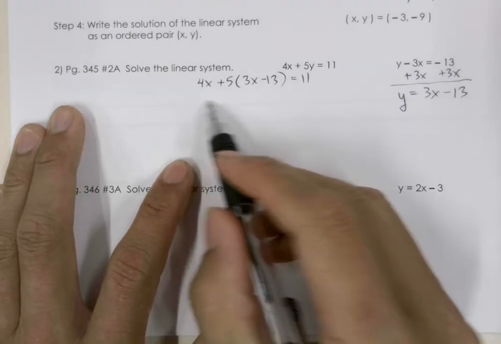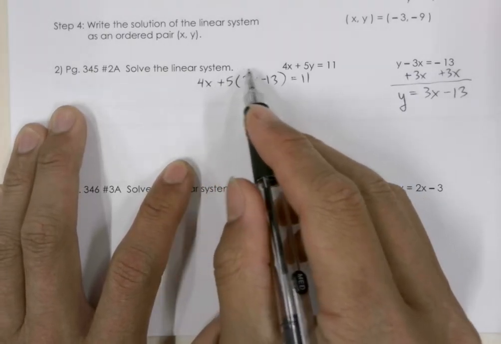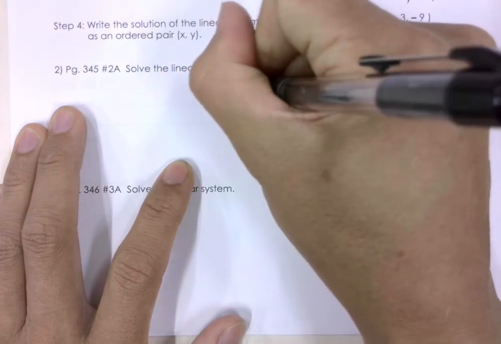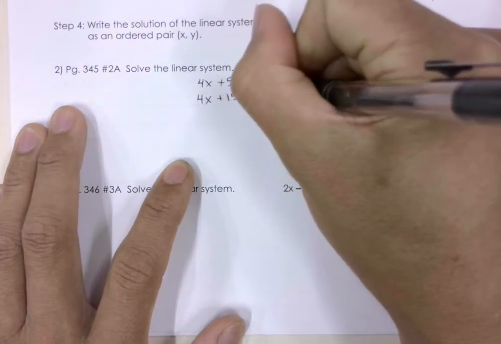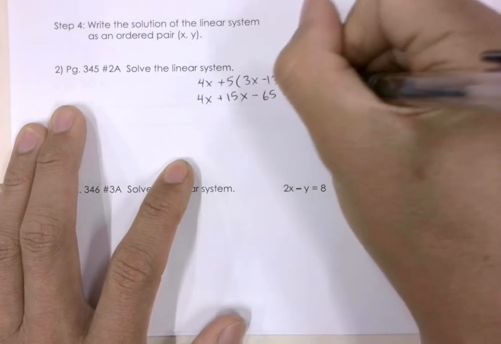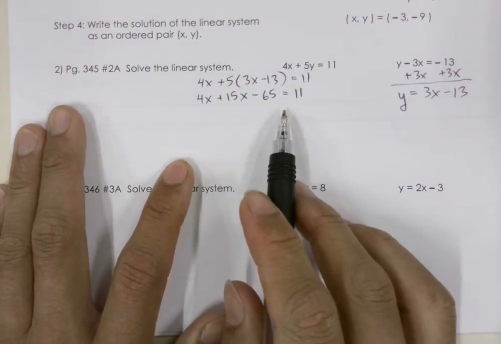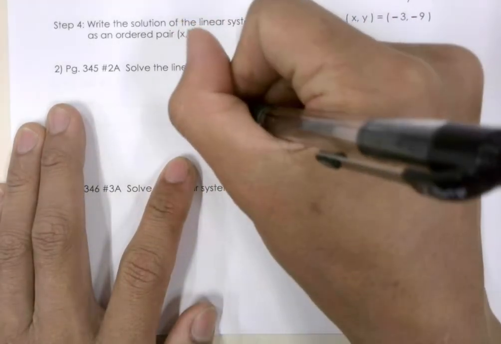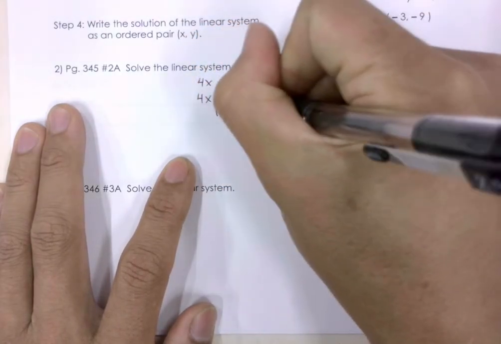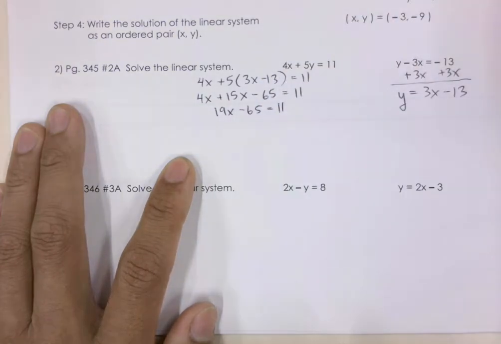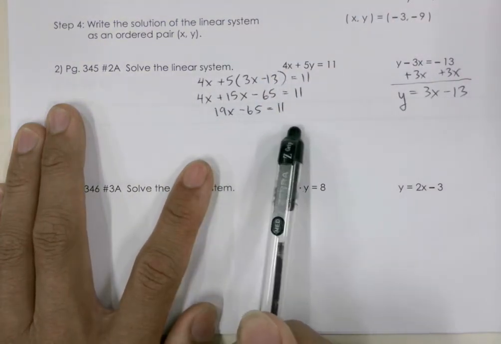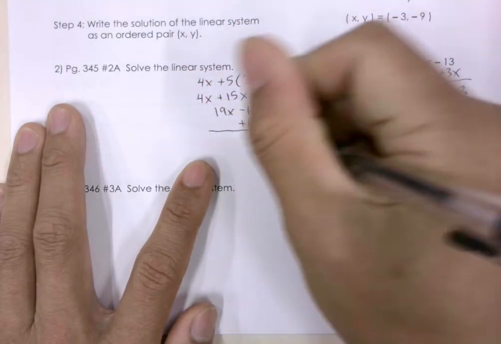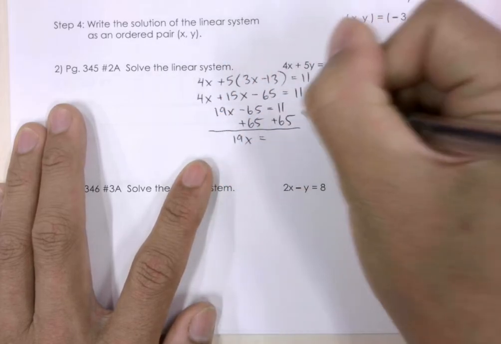Alright, so now what are we going to do? Well, we need to deal with this parentheses, so we're going to distribute out the 5, and we'll get 4x plus 15x minus 65 is equal to 11. Alright, and now we're going to combine our like terms, and we'll get 19x minus 65 is equal to 11. We want to solve for x, so we're going to add 65 to both sides of the equal sign, and we'll get 19x is equal to 76.